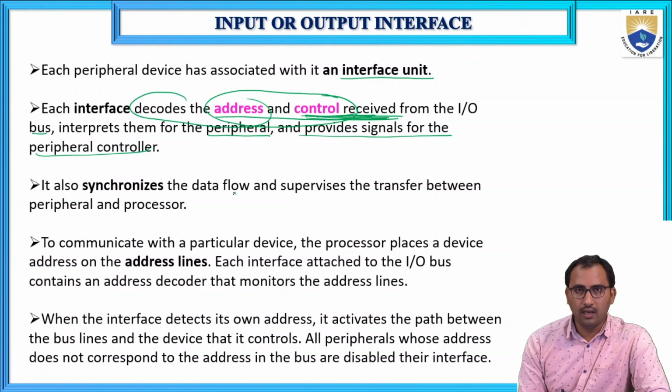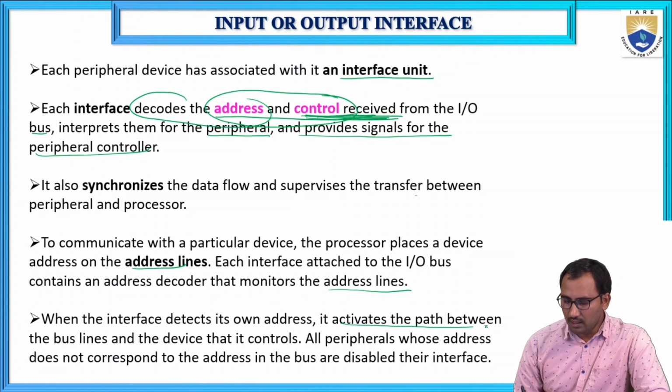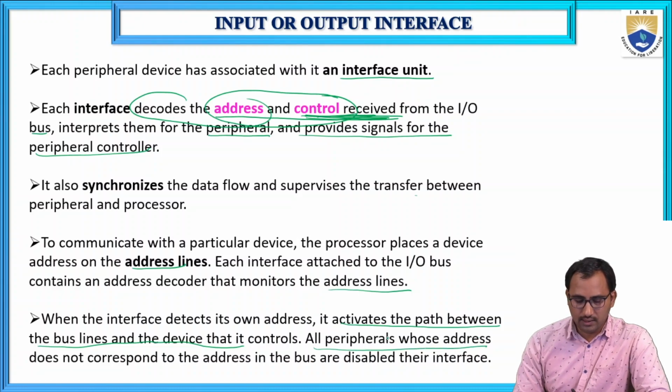It also synchronizes the data flow and supervises transfer between peripheral and processor. To communicate with a particular device, the processor places a device address on the address lines. Each interface attached to the IO bus contains an address decoder that monitors the address lines. When the interface detects its own address, it activates the path between the bus lines and the device that it controls. All peripherals whose address doesn't correspond to the address on the bus have their interface disabled.